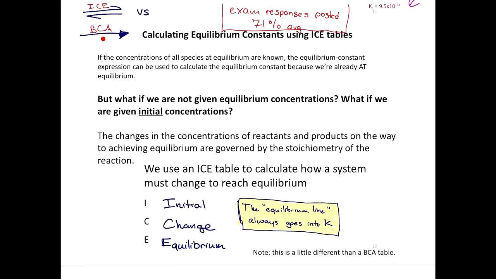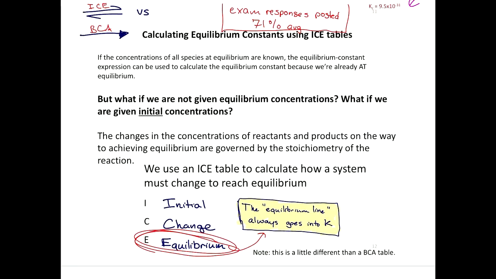BCA tables, do you remember what that stands for? Before, change, and after. In a BCA table, a full chemical reaction is happening. It's not an equilibrium, so typically there's a limiting reactant. We're not using BCA tables here. It is very different, where the big idea in ICE tables is that whatever concentrations you have in your equilibrium line, that is what goes into K.